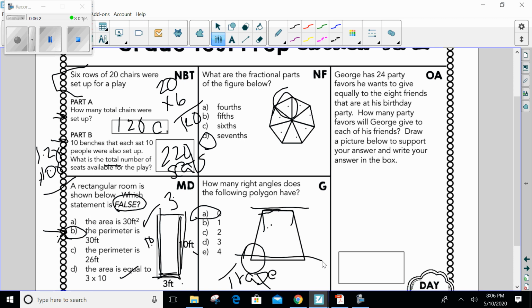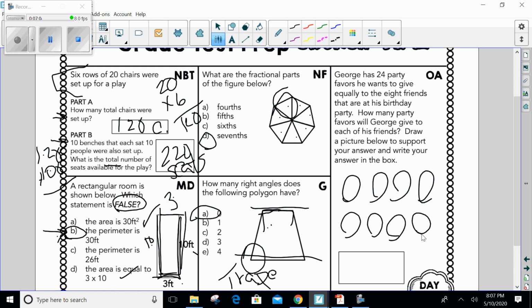Okay, all right. The next one, the word problem. George has 24 party favors he wants to give equally to the 8 friends that are at his birthday party. How many party favors will George give to each of his friends? Draw a picture below to support your answer and write your answer in the box. Okay, so he has 8 friends. So you know what? I'm going to draw a picture. I'm going to draw 8 friends. This is their bag. When they come, this is their bag. They're going to put their party favors in.